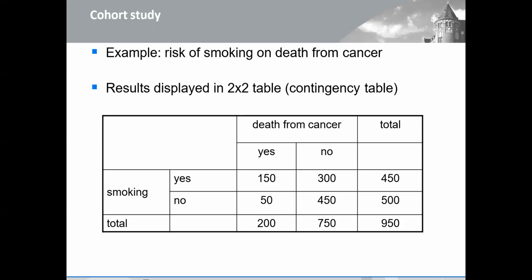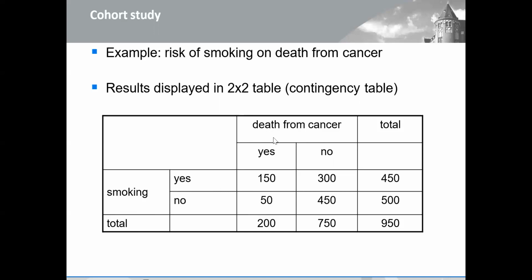This is an example of a cohort study where we wanted to assess the association between smoking and deaths from lung cancer. People were followed up. Our exposure was smoking. There are people who smoked and others who did not smoke. Then we followed up those two cohorts to see the incidence of cancer.